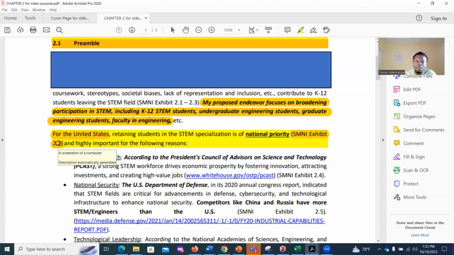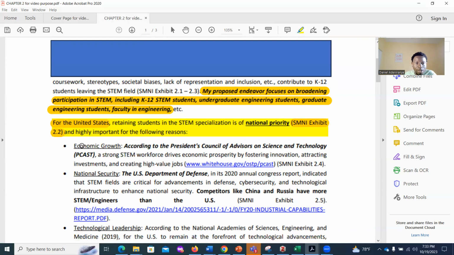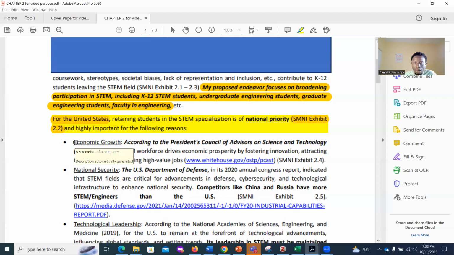See, the officer reviewing your case will not just look at the sentences you've constructed, but needs proof as to whether what this person is saying is true or not. And one of the ways you can prove that is to put an exhibit. So for this person, what this person has done is to list several national priority areas, for example, economic growth, according to the President's Council of Advisors on Science and Technology. A strong STEM workforce drives economic prosperity by fostering innovation, attracting investment, and creating high-value jobs.